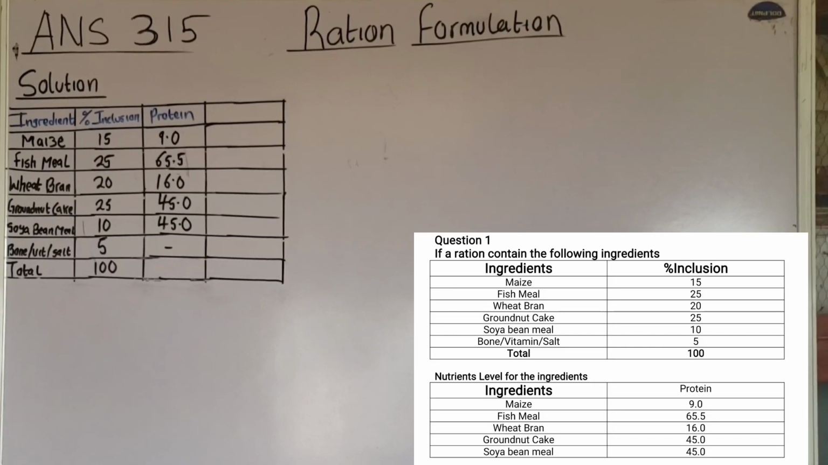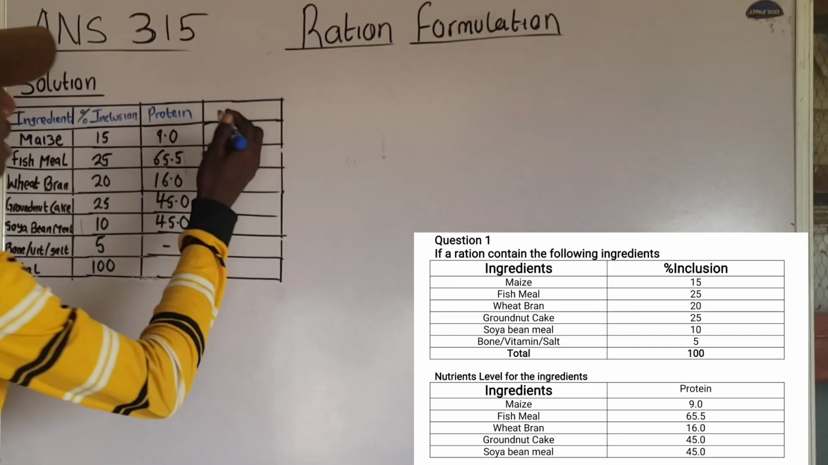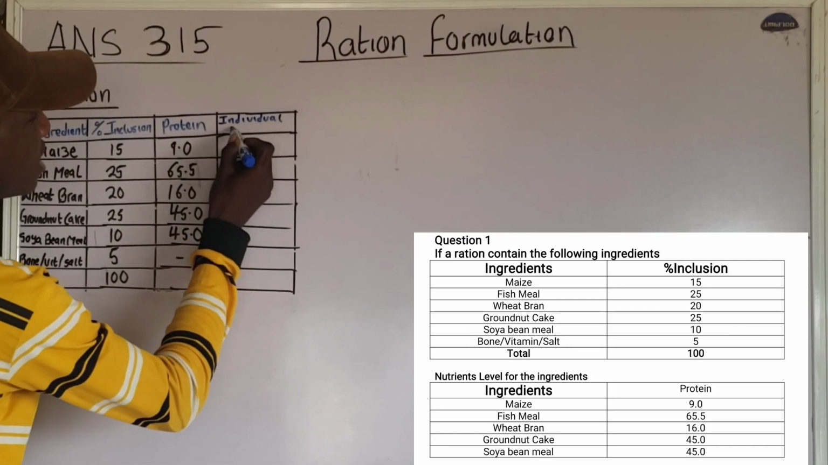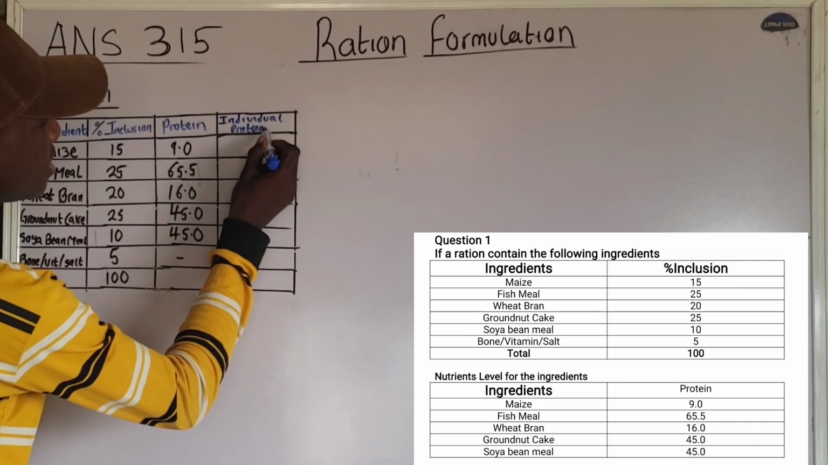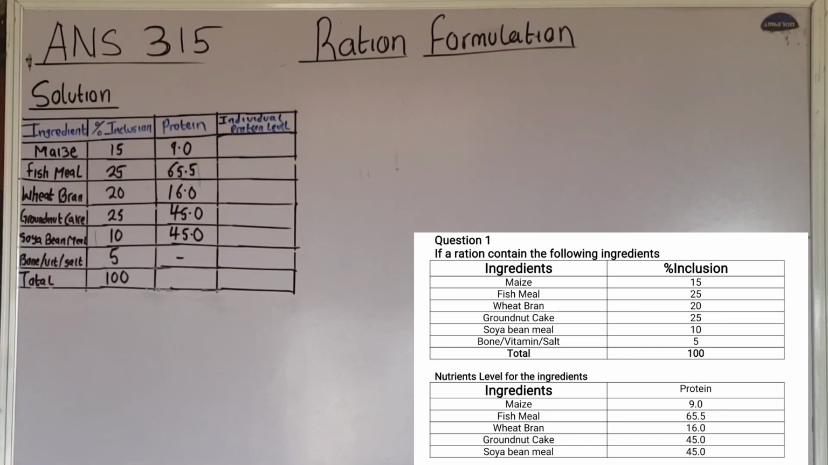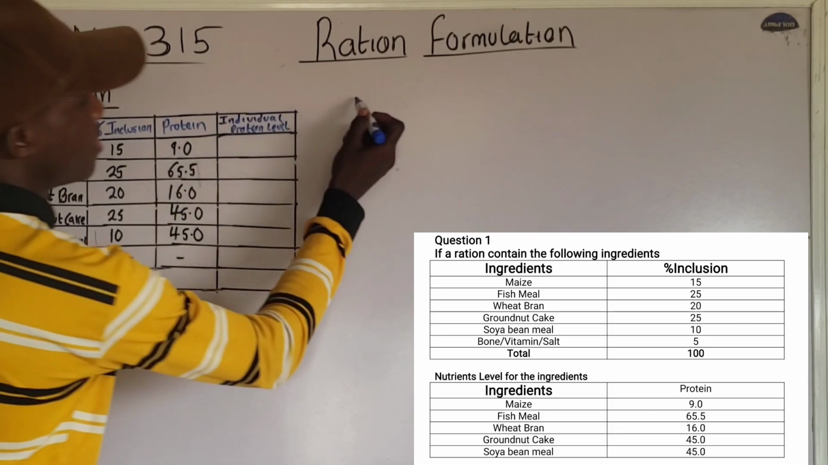Let's start with the protein level. Let me write this. This will be the individual protein level. Okay, individual protein level. So now let's start with maize. How do we calculate the individual protein level of maize? To calculate the individual protein level, I'm going to give you the formula. Just multiply the percentage inclusion by the protein content of each ingredient, divided by 100. You understand? By using that formula, you're going to get the individual protein level.